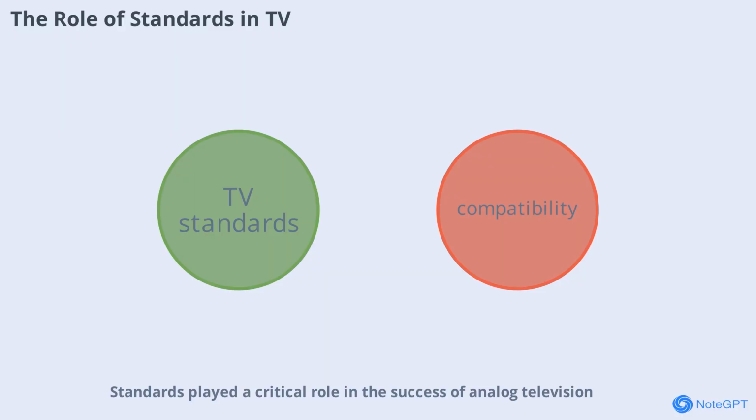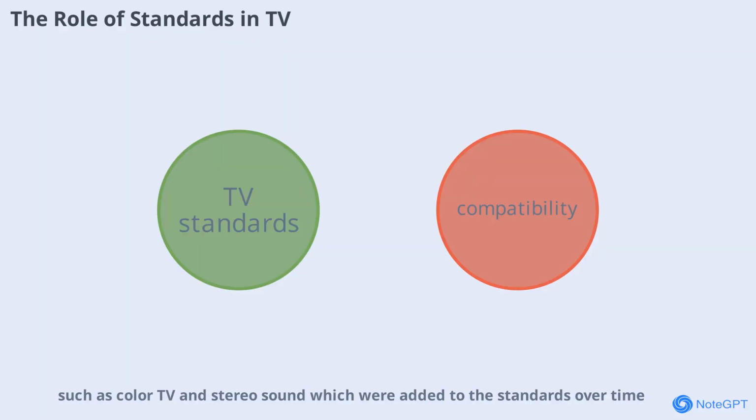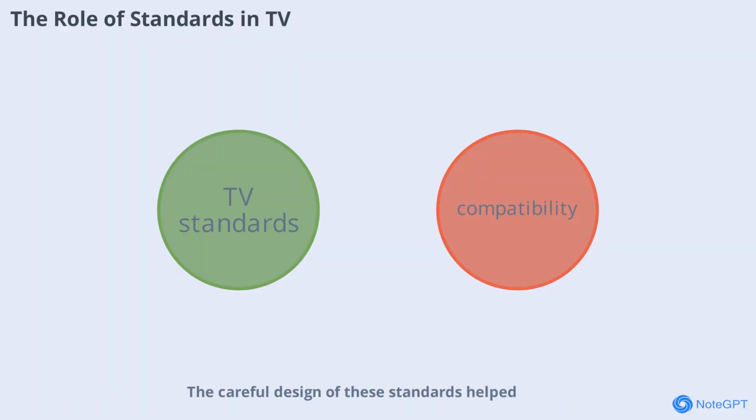Standards played a critical role in the success of analog television. By defining how signals should be transmitted and received, these standards ensured that TV sets from different manufacturers could all display the same broadcasts. This compatibility was essential for the widespread adoption of television. It also allowed for the development of new features such as color TV and stereo sound, which were added to the standards over time. The careful design of these standards helped television become a dominant force in global communication.